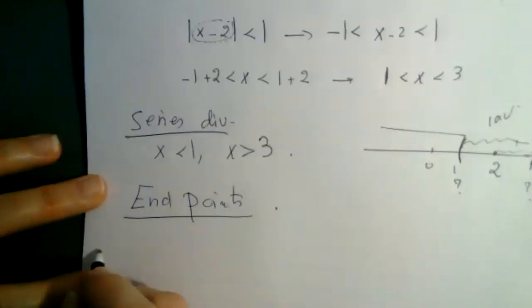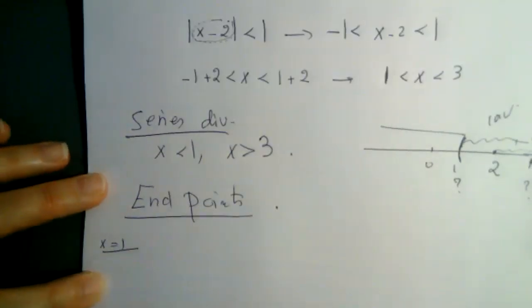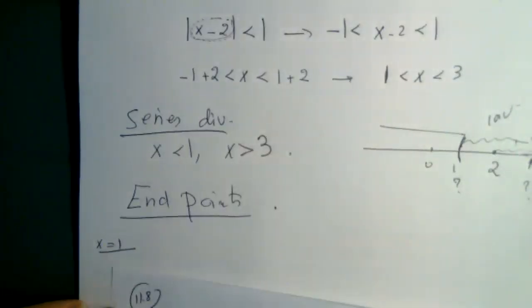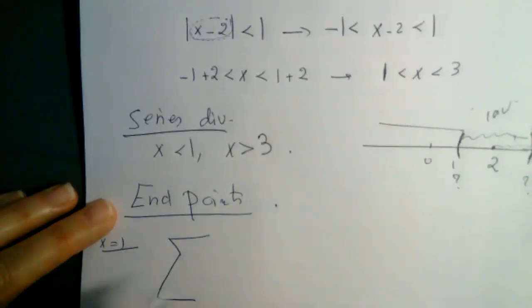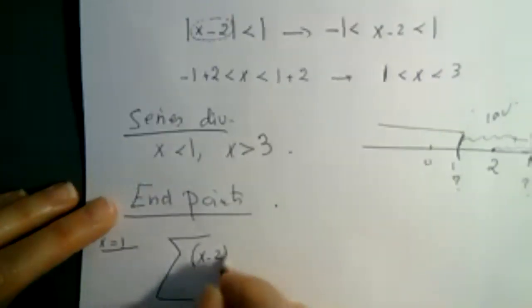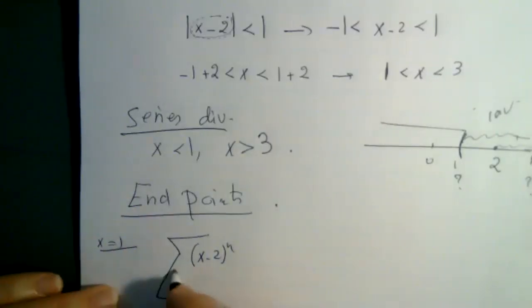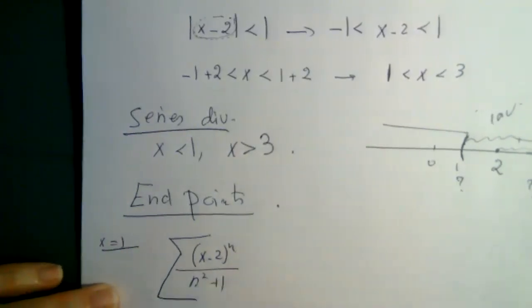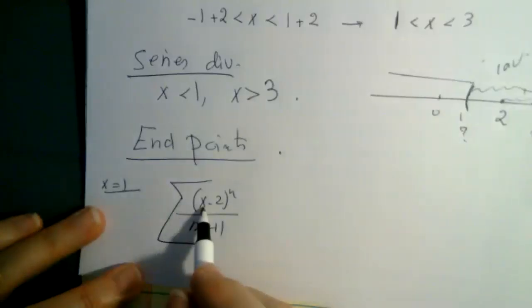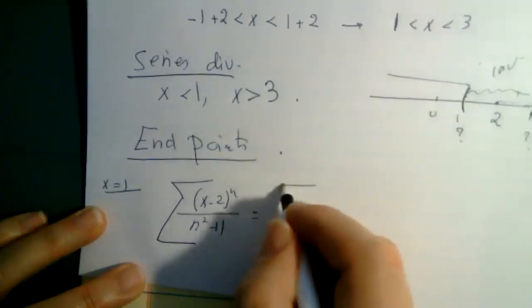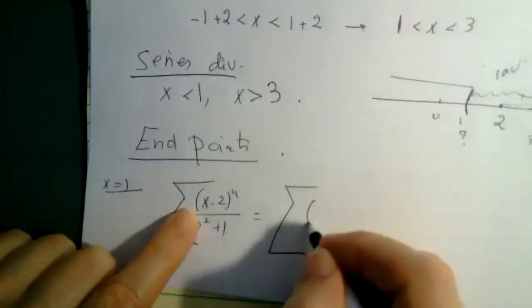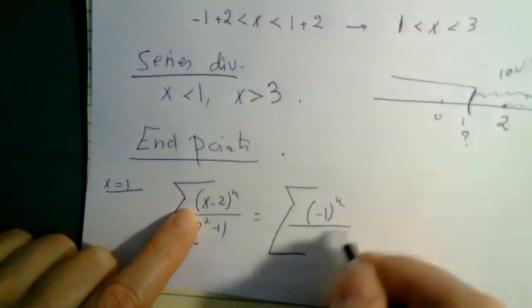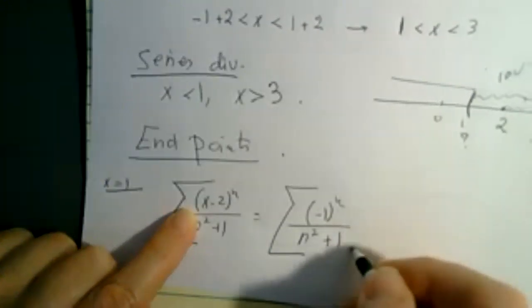So let us do the endpoint. What happens if x equals 1? I'm going to plug this back into the expression of the series. So my original series is sigma of x minus 2 to the n over n squared plus 1. And I'm going to put 1 in here. With 1 in here, I will have 1 minus 2. It means minus 1 to the n over n squared plus 1.